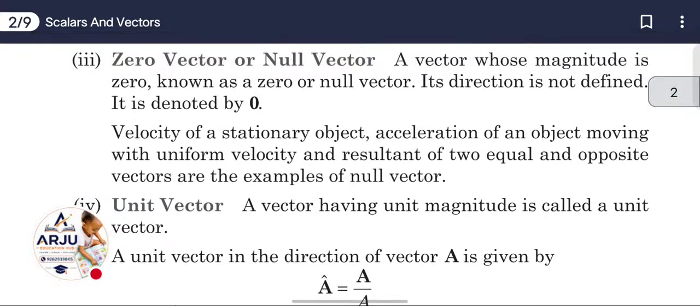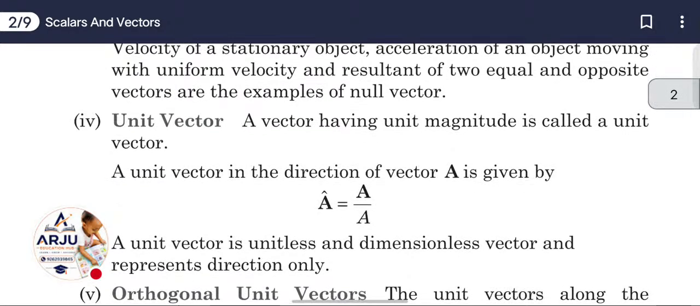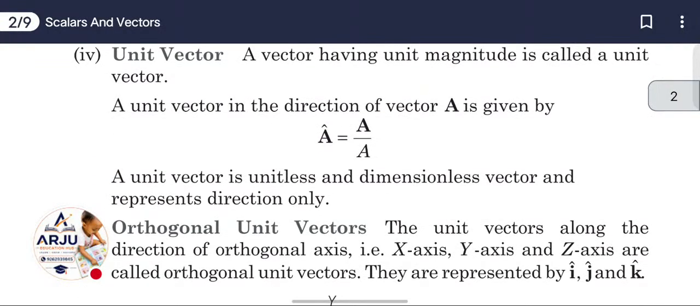Now next one, unit vector. A vector having unit magnitude is called a unit vector. A unit vector in the direction of vector A is given by A cap equal to A upon magnitude of A. A unit vector is a unitless and dimensionless vector and represents direction only. So the unit vector is dimensionless, and that's why it represents only direction.